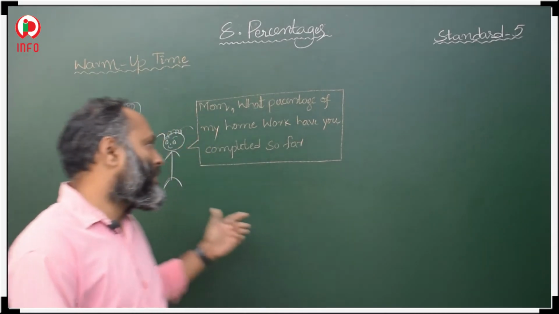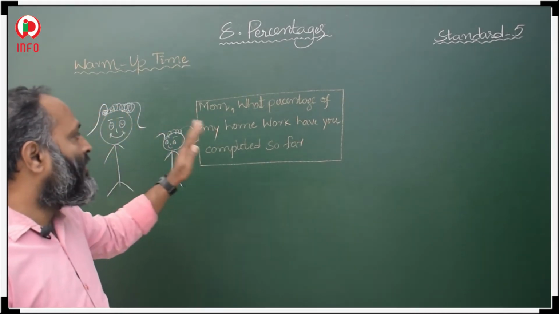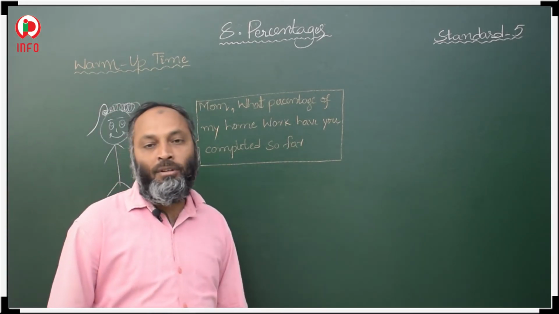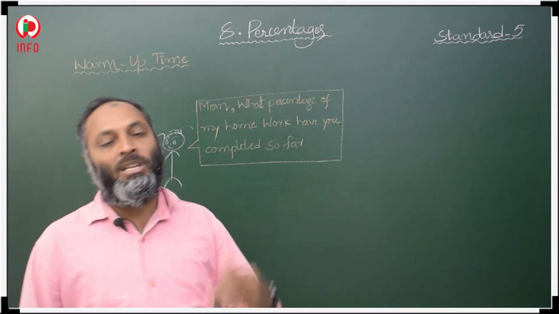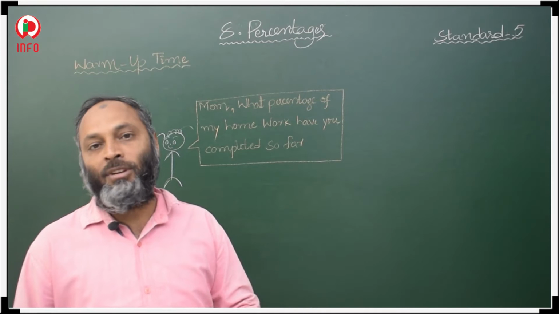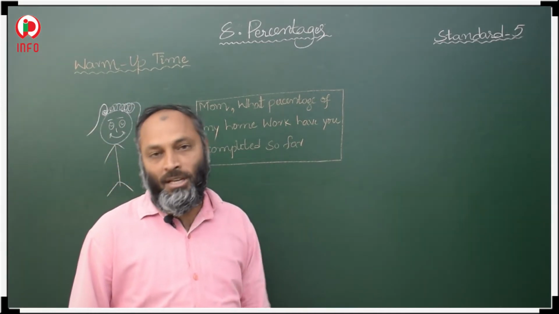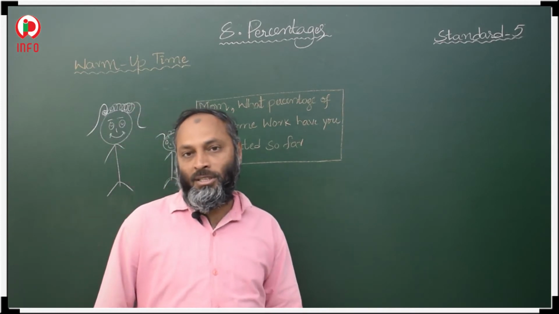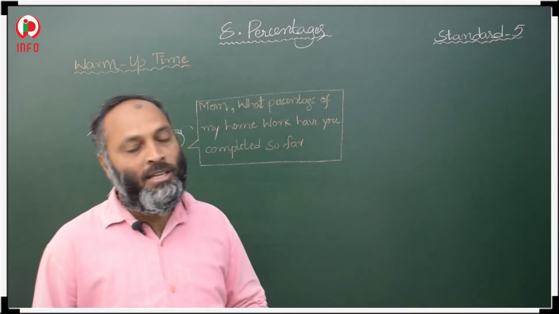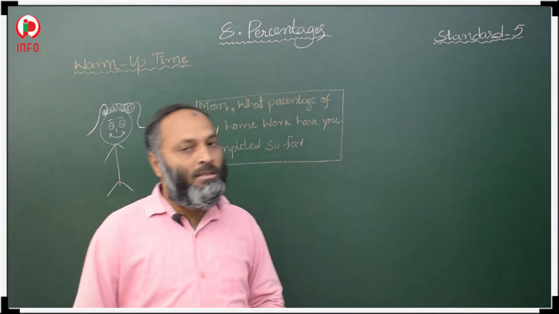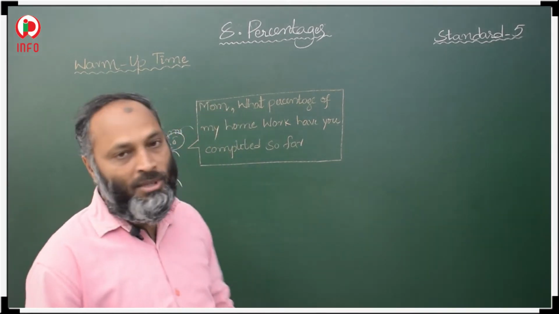Here also, the daughter is asking her mother, mom, what percent of the homework have you completed so far? Suppose she answered 70% I completed, then the remaining is only 30%, which means more than half is completed. In that way we can understand how much percent is completed and how much percent is left.